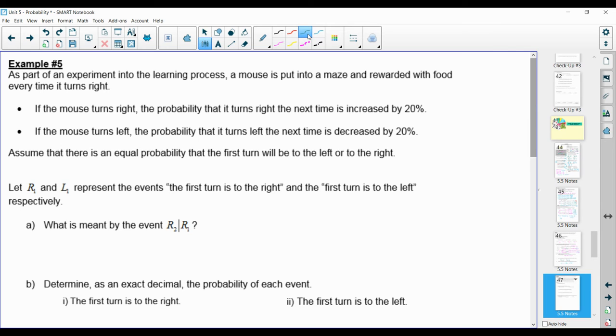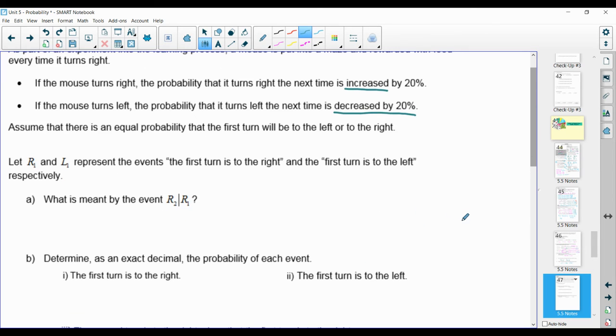So example number 5 says, as part of an experiment in the learning process, a mouse is put into a maze and rewarded with food every time that it turns right. So here's the case. If the mouse turns right, the probability that it turns right the next time increases by 20%. So the mouse turns right, they get some cheese, so that means they're going to turn right again 20% more of the time. Now, if the mouse turns left, so remember if they turn left, they don't get any reward. If the mouse turns left, the probability that it turns left the next time is decreased by 20% because they're not getting any reward. So we're going to consider all of our scenarios here, and eventually we're going to be drawing a full-on tree diagram.